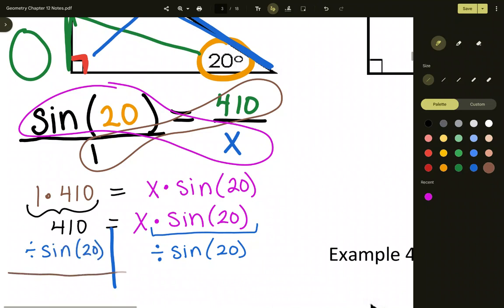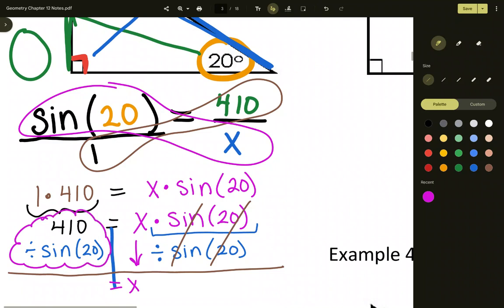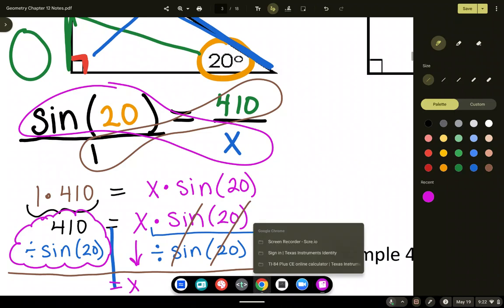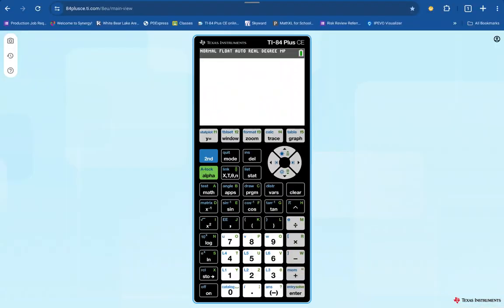And when I do that, my sine of 20 will cancel each other out because multiply and divide are opposites. The x value will drop down. And then I need to physically type into my calculator 410 divided by sine of 20. So I'm going to go back to my calculator. I'm going to type 410 divided by sine 20. Now my calculator gave me a parenthesis in front of the 20, so I should close it with a parenthesis after the 20. And I'm going to hit equals.